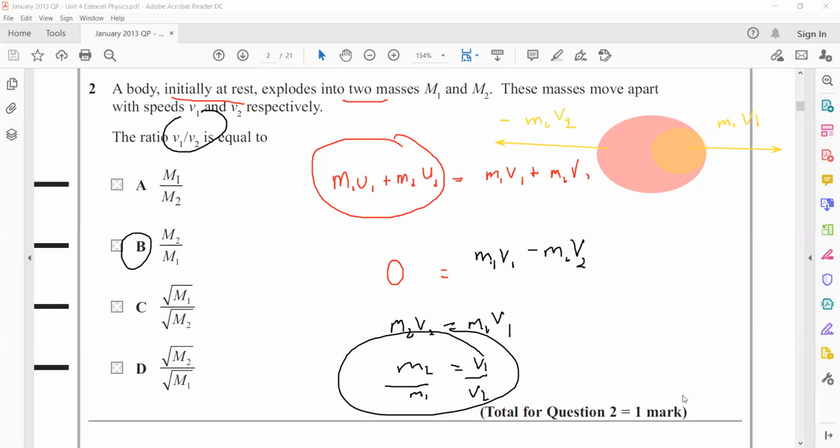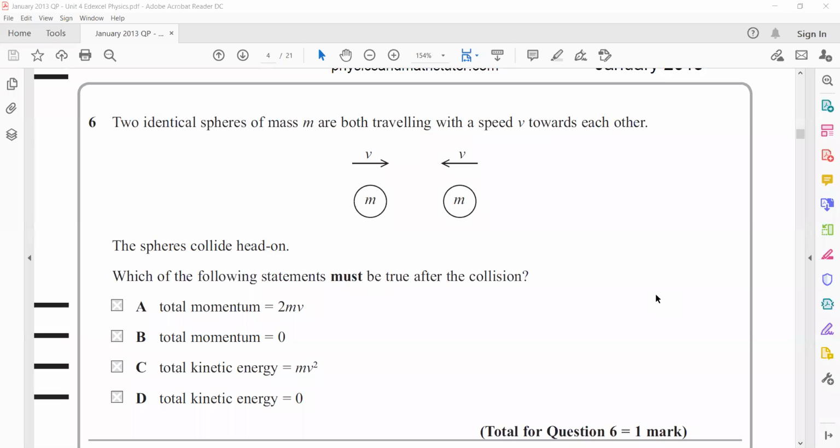Is it clear? Yes. Question 6. What could be the answer?